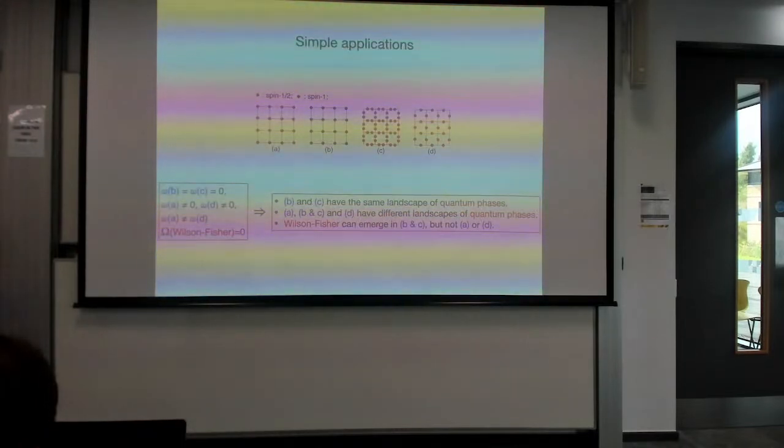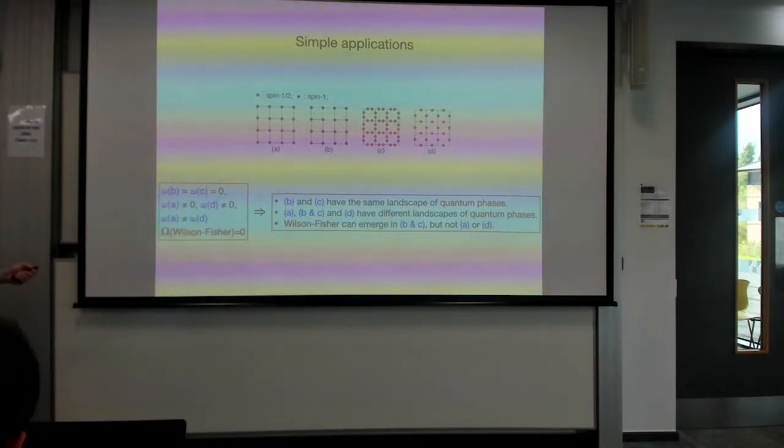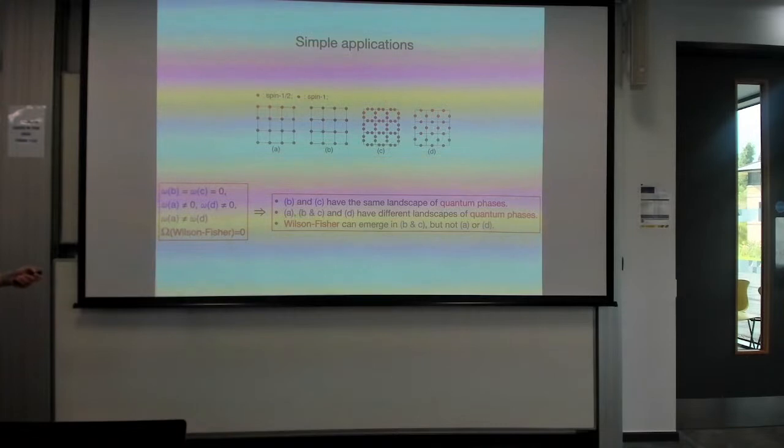Then just from this, we can have a simple application of the statement. Because, as I said before, of these four cases, B and C have the same anomaly, and actually B and C do not have any non-trivial anomaly, while A and D have non-trivial anomalies, and they have different anomalies. And then we conclude B and C will have the same landscape of quantum phases, but A, the pair of B and C, and D will have different landscapes. Furthermore, for the Landau-Ginzburg theory, because it has no quantum anomaly by itself, its anomaly cannot match A or D, but it can match B and C. That's why it can emerge in B and C, but not A or D. This is a simple application. I will show you more interesting applications.